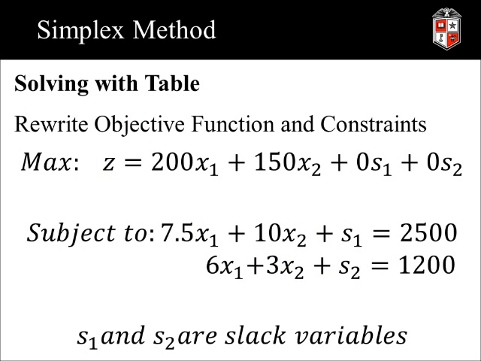In order to solve with the Simplex method, we have to rewrite our objective function and constraints to get rid of the inequalities in the constraints. In order to do this, we will have to add slack variables. In this case, our slack variables would be S1 and S2.